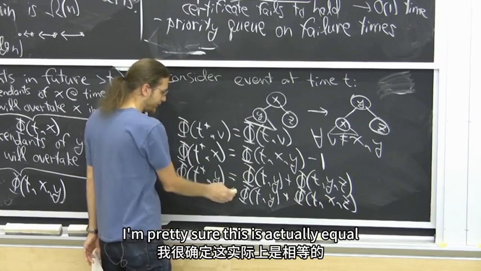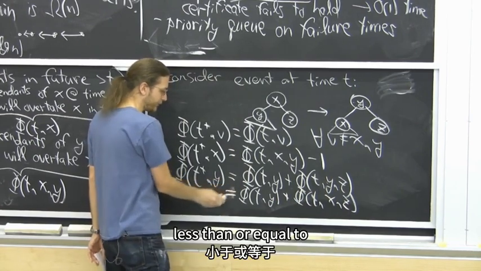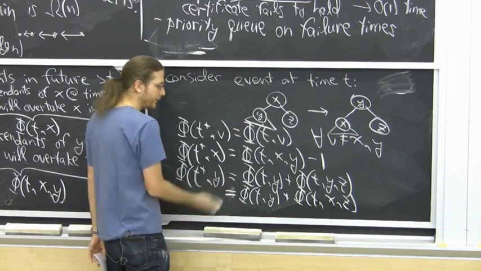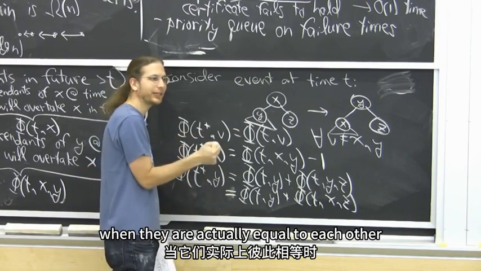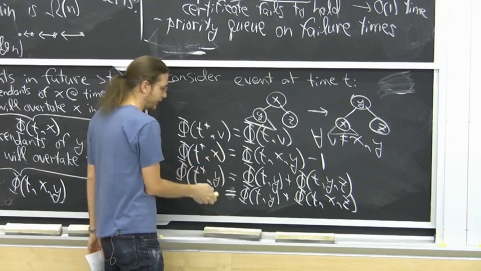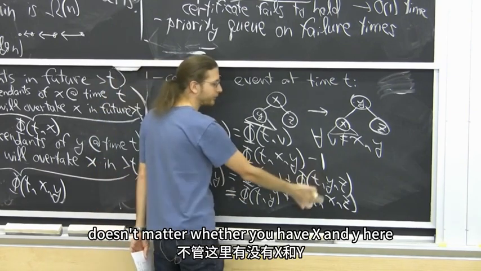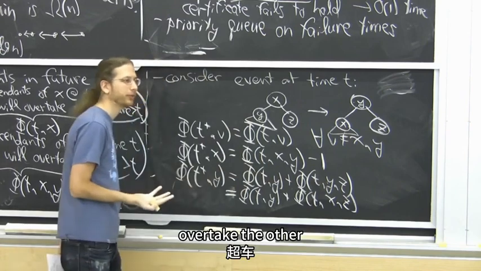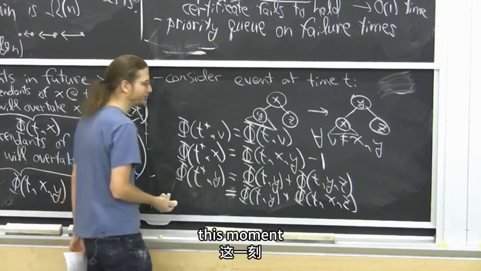I'm pretty sure this is actually equal. I don't know why I wrote in my notes less than or equal to. Less than or equal to is all I need. But I think at this moment in time, when they're actually equal to each other, it doesn't matter whether you have x and y here. You will overtake one if and only if you overtake the other at this moment.